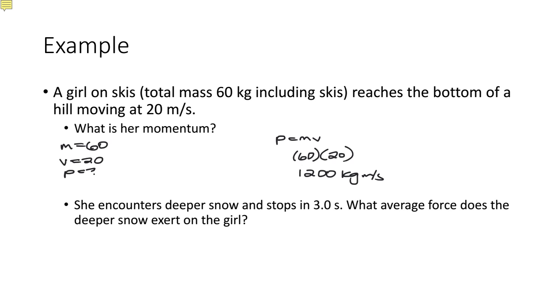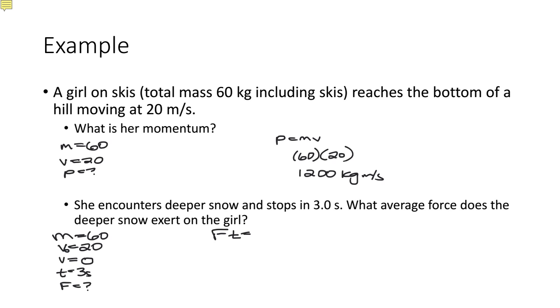If you encounter deeper snow, so here she is, her mass is 60, her velocity is 20, that's her original velocity. She comes to a stop, so her final velocity is 0 in a time of 3 seconds. What amount of force does the deeper snow exert?